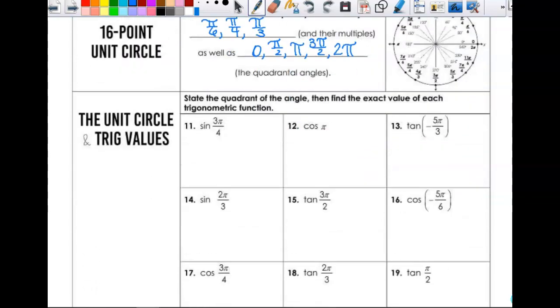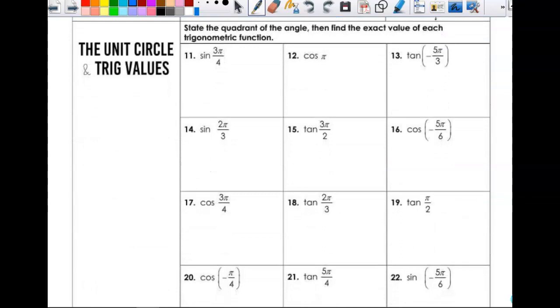Okay, so we're going to do the same thing we did on the front. We're going to do 3 more together, and then I'm going to let you do some here. So it says state the quadrant and the angle, just like we did before. 3 pi over 4, what quadrant is that in? Second. In the second quadrant, is sine positive or negative? Positive. So all I care about is, what's the sine of pi over 4? Square root of 2 over 2, and that's my answer.